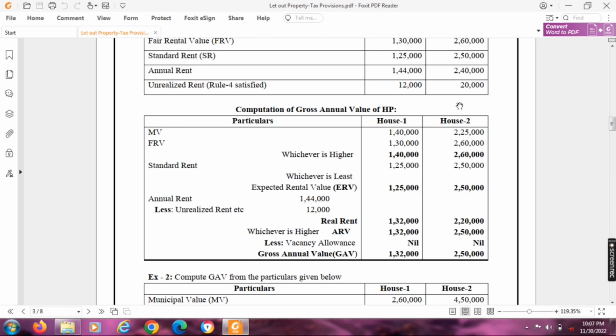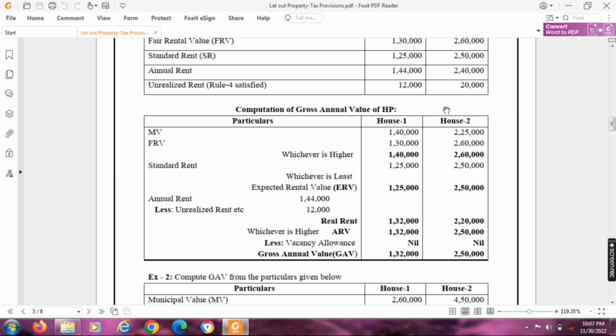Whichever is the least. So the expected rental value for house 1 is 1,25,000 and for house 2 is 2,50,000. With this value, we have to compare the annual rent. Annual rent is 1,44,000 for the first house. In that, 12,000 is unrealized rent. The owner of the property was not able to collect the rent from the tenant. It is a default committed by the tenant. In that situation only, it is permitted under Rule 4. So 1,44,000 minus 12,000, balance 1,32,000, is the real rent for the first house.